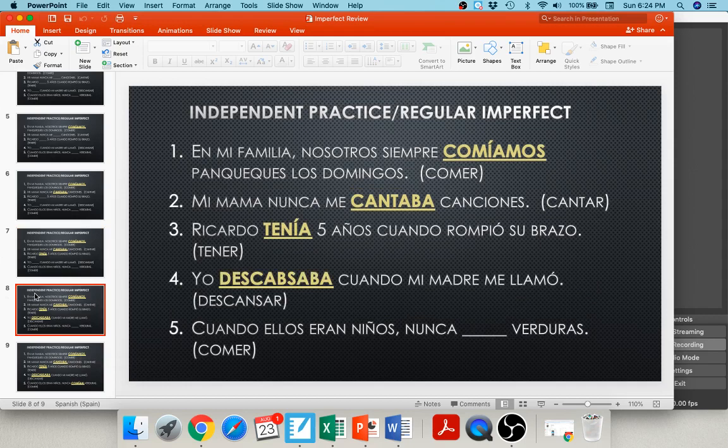And number 5. Cuando ellos eran niños, nunca comer verduras. So when they were little kids, they never used to eat their vegetables. Well, we know that they is our subject in this case. For comer, we're going to chop off our ER. And in the ellos form, we're going to add back ían, making our final answer comían.